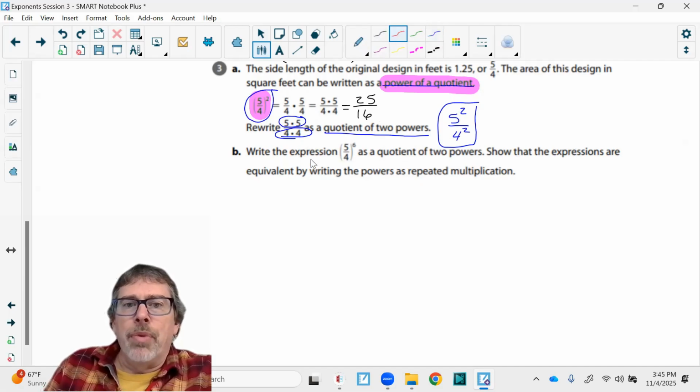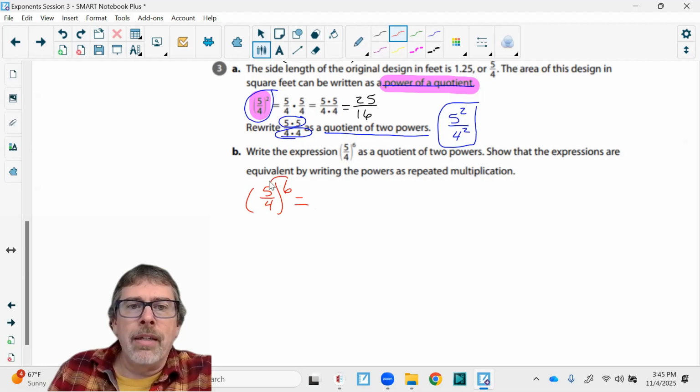Now B says, write this expression, 5/4 to the 6th power, as a quotient of two powers. Well, all they're asking us to do is take this 6 and distribute it to the numerator and the denominator. So this is going to be 5 to the 6th over 4 to the 6th. That's it. That's all they're asking us to do.